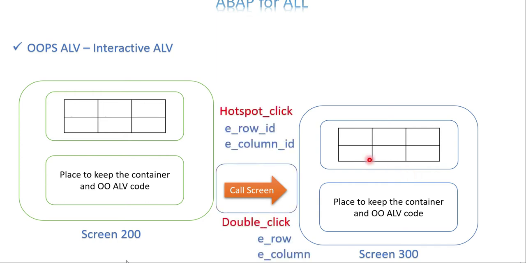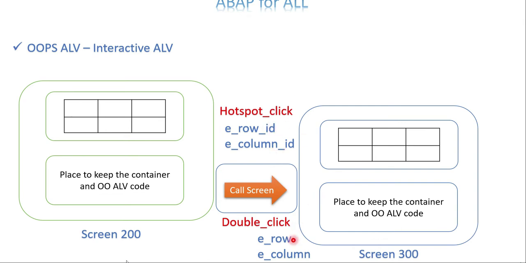These are the two events I'm going to use for this scenario. One is double click, and I need E_ROW. E_ROW is fine for me. E_COLUMN is not needed in my scenario. I need only the E_ROW information, which holds which row has got selected. And the hotspot click is another event. Here I'm going to use E_ROW_ID as one of the parameters for this event, and it holds the number of the row that got selected.